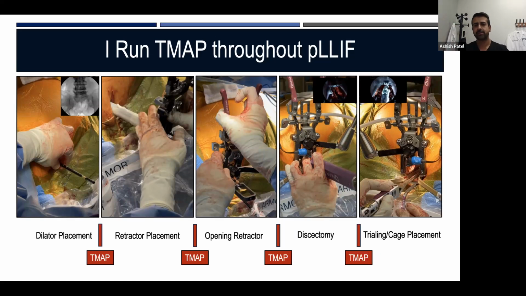And when you take a look at all the steps on lateral surgery, from dilator placement to retractor placement, shim placement, opening the retractor initially, opening it maximally, discectomy, and cage placement, you could have an injury at any one of those moments. And so what we've done is we've devised a protocol in which we run TMAP at the critical steps of the lateral approach. And that gives us an event-based understanding of what's happening with the nerve.